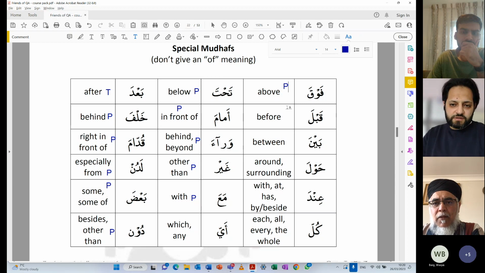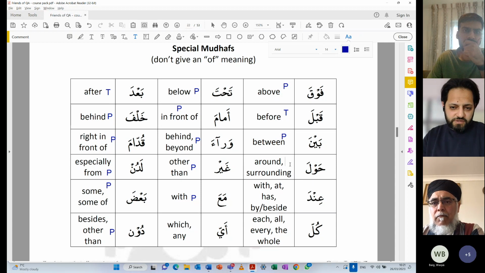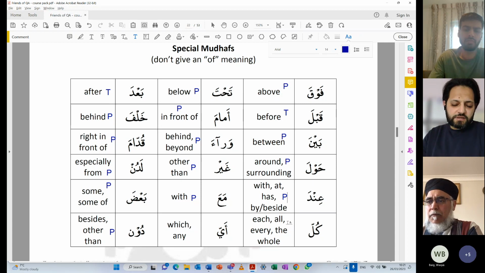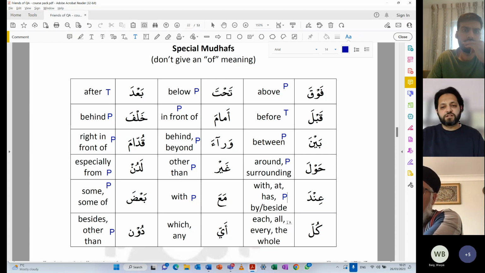Fawqa is place. Qabla, mark it as time. Baina is place, between. Hawla is a place, around or surrounding. Inda is with, place. Kulla, this word appears quite a lot in the Quran. Kullu nafsin za'iqatul maut. That's the same word, kullu. So this is also a special one.